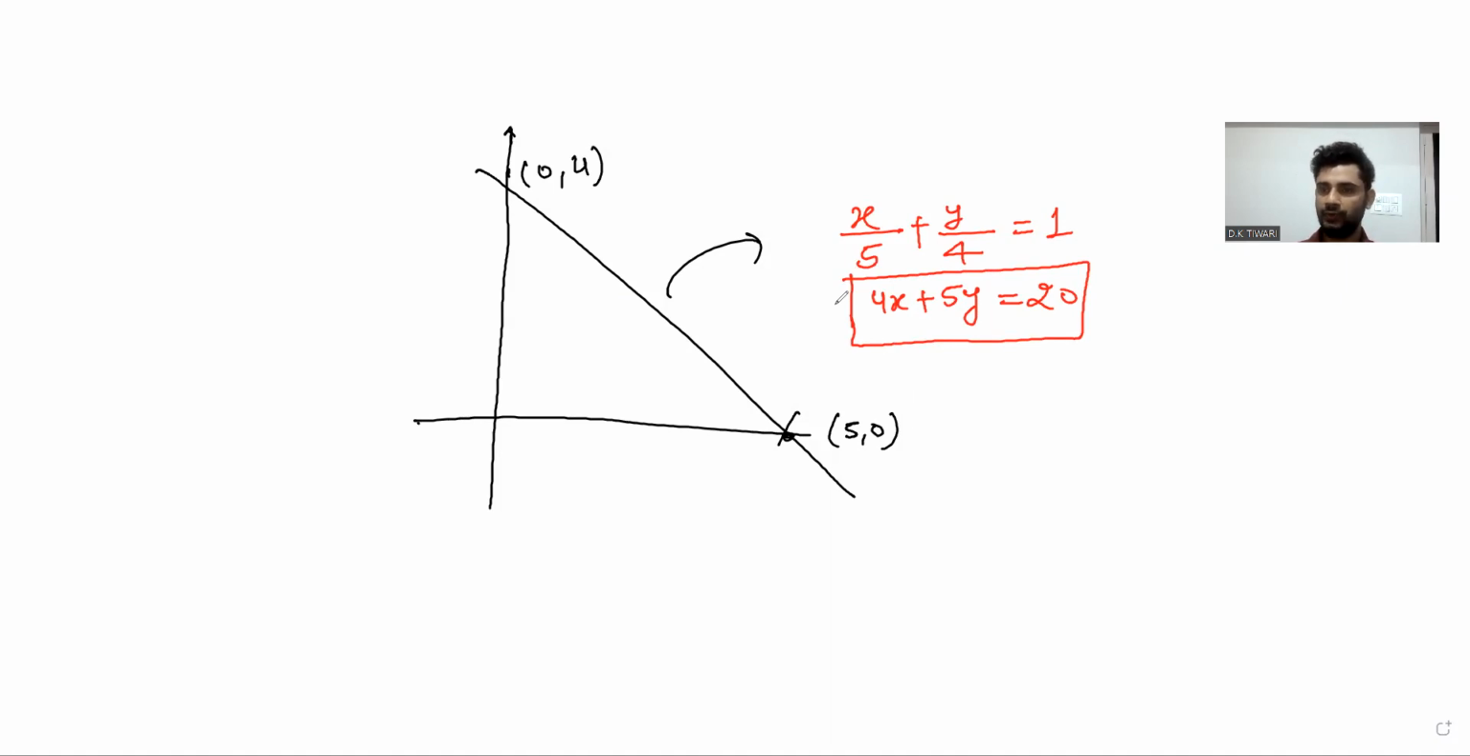Okay. If you have any doubt, you can please ask, without any hesitation. Okay. If you don't have, I will ask. Can you explain what is the slope and point form of a line?